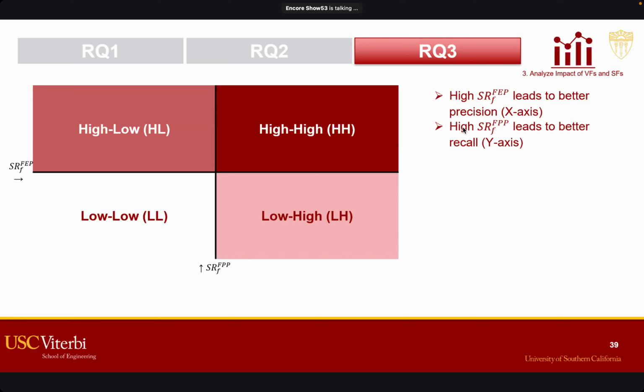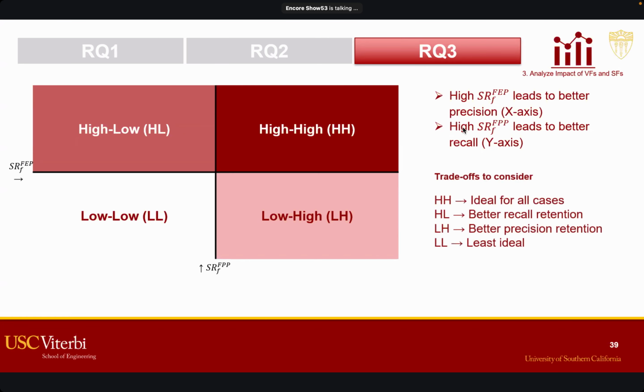So based on these two numbers, we categorized our 5 detectors into one of 4 quadrants. And you read it the same way as you did before. The darker the color of your quadrant, the better the result. You want your detector to fall into the high category and avoid the low category at all cost. But in this study, we found that in all but one case, all 5 of them fall under the HL category, which means they have better recall retention, but very poor precision retention.